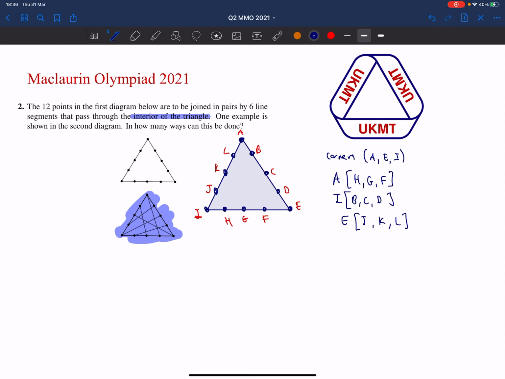And in general, that means that for these 3 corners, there are 3 times 3 times 3 different ways of arranging that. So that's 27 ways to arrange the corners.